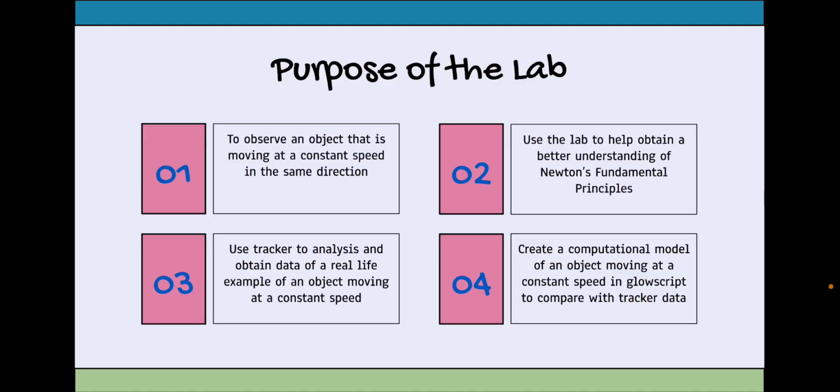So the purpose of this lab is to observe an object that is moving at a constant speed in the same direction, and to use the lab to help obtain a better understanding of Newton's fundamental principles. To use Tracker to analyze and obtain data of real-life examples of an object moving at a constant speed, and to create a computational model of an object moving at a constant speed in GlowScript to compare with the Tracker data.